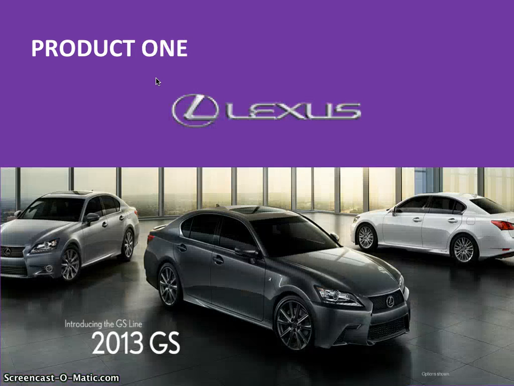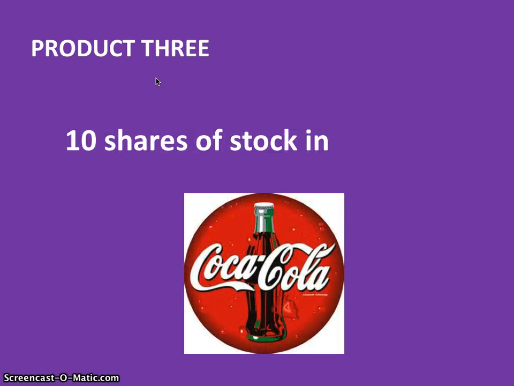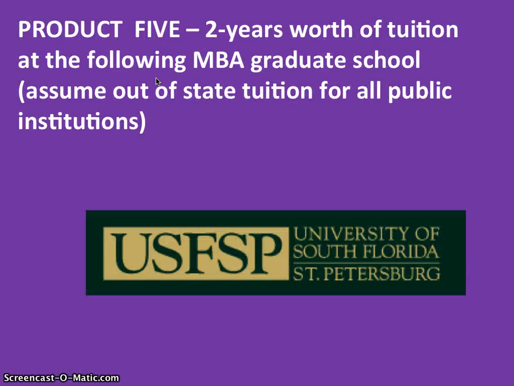All right, so just to review, you should have next to number 1 the price for the 2013 Lexus GS. Product number 2, you should have a price or value down that you think the market bears for a Babe Ruth baseball signed by him. Price number 3, 10 shares of Coca-Cola stock. Product 4, an apartment down on Bayshore Boulevard. And 5 is the MBA degree tuition for an out-of-state resident at USF St. Petersburg.